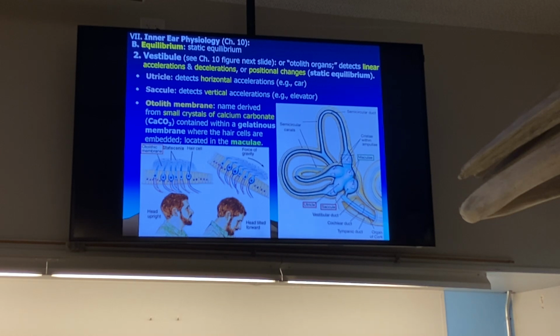And as I wrote there in blue, for the vestibule, the jelly is the otolith membrane, or otolithic membrane. Otoliths, or statoconia, those are synonyms, are rocks of calcium carbonate, and it gives the membrane some mass for inertia.